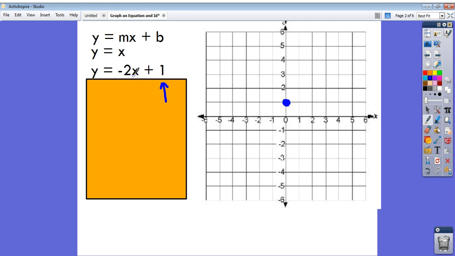Now let's take a look at our slope. The slope is negative 2x. When you see a negative, that means you're actually going to go down 2 for every 1 increase of x, or every 1 step to the right. So put your pen on the point, and I'm going to follow those directions. Down 2, right 1. Drop it off. Down 2, right 1. Drop it off.